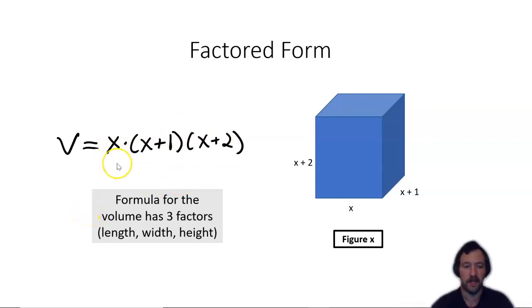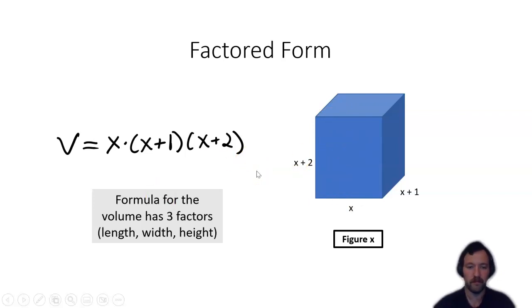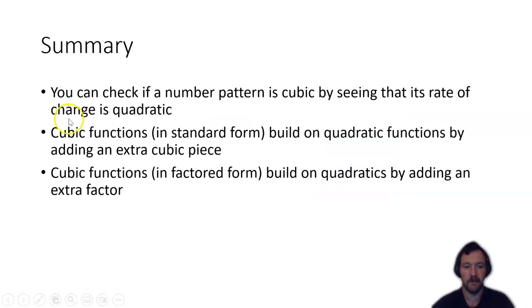And if you wanted to get this into standard form for some reason, you could multiply these things all out, and it would look like it's in standard form. But in this example, it's much easier to see the three different factors because we're computing a volume here. Okay. So in summary, you can check if a number pattern is cubic by seeing if its rate of change is quadratic. The so-called standard form for the algebra of a cubic builds off the quadratic by adding this little cubic term. And in factored form, we add an extra factor, so we'll have three factors for a cubic function.